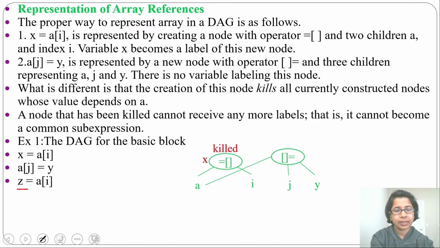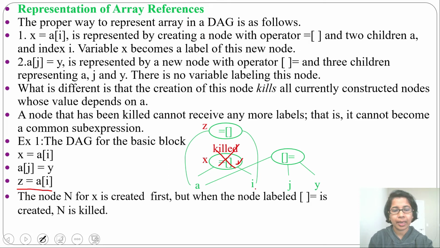Next statement, z equal to a[i]. a is already there, i is already there. Then here a[i] is already there. This node is for a[i], but as this node is killed, z cannot see this. It will create another node for equal, start bracket, end bracket, and one child will be a, another child will be i, and it will be labeled as z.